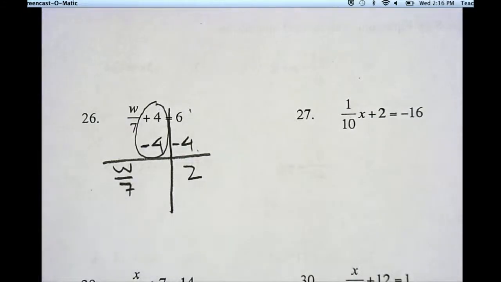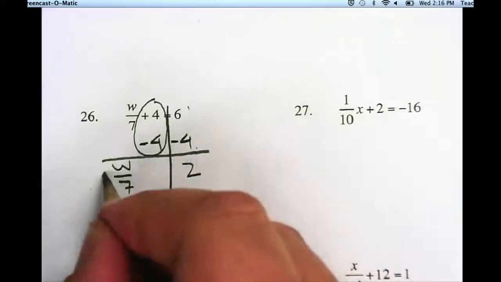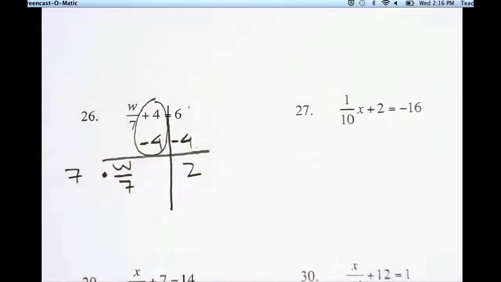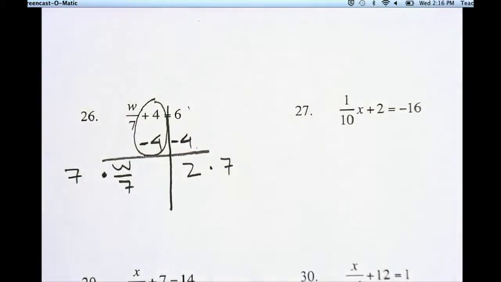How do I undo dividing by 7? What's the opposite of dividing by 7? It's going to be multiplying by 7. So I'm going to multiply this whole thing by 7. But in order to keep it balanced, I've got to multiply the other side of the equation by 7 also.